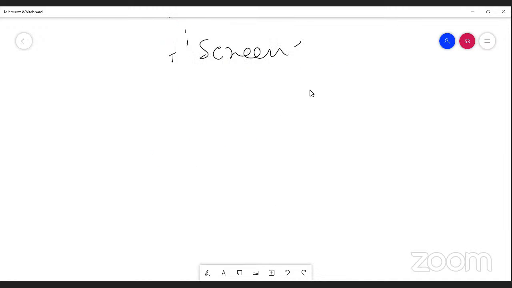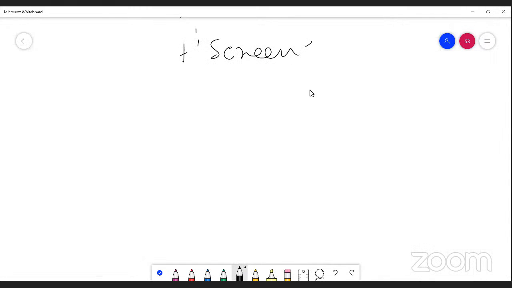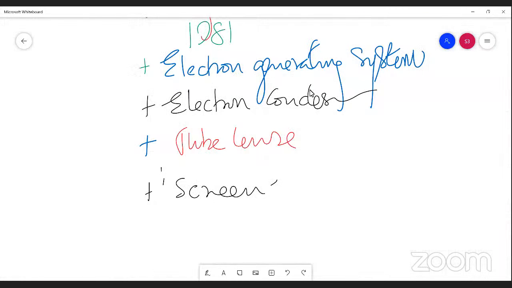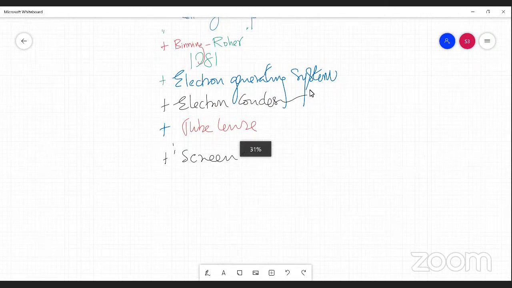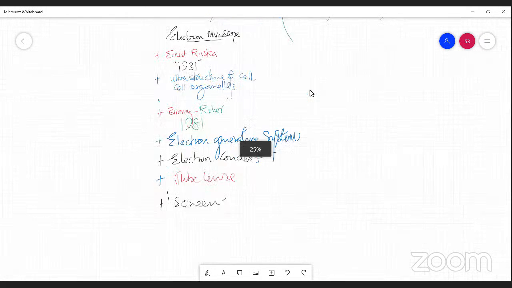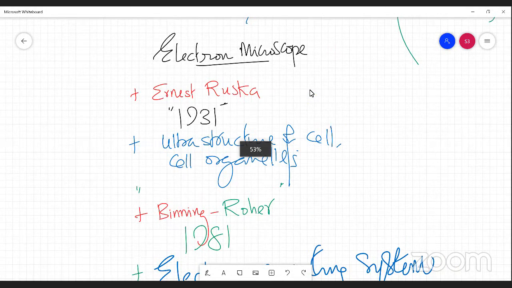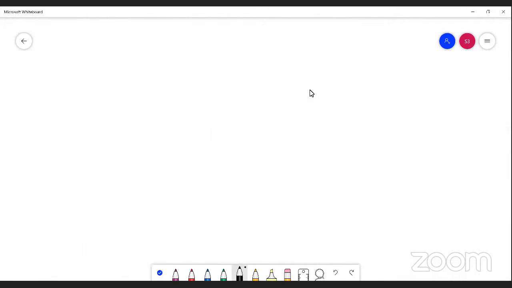Okay, talking about the electron microscope, it is of two types, right? They are TEM and SEM. First of all, let me take the TEM electron microscope.